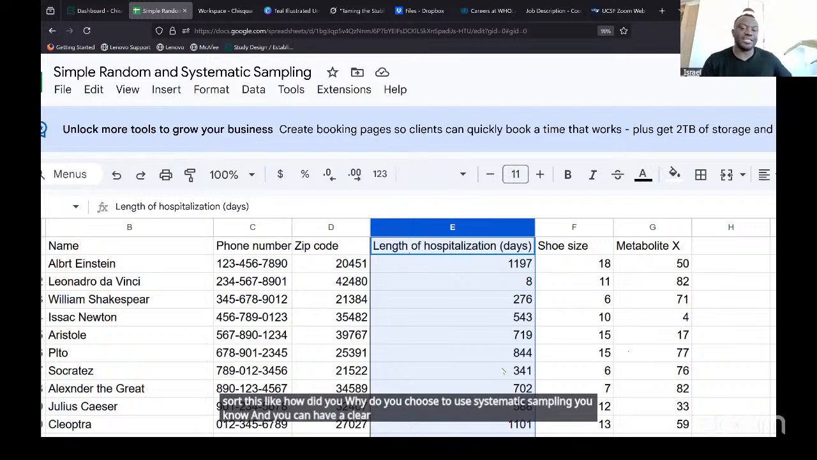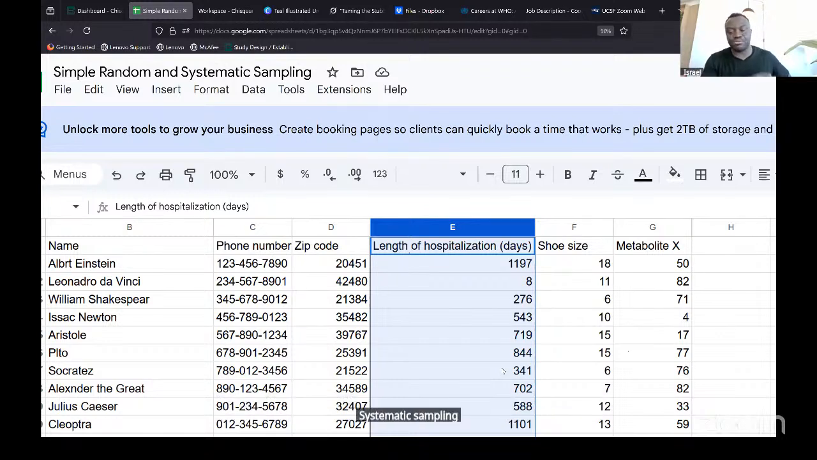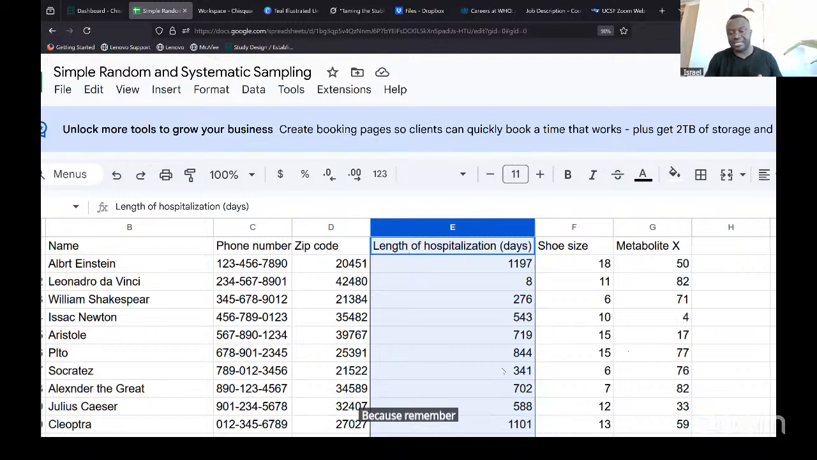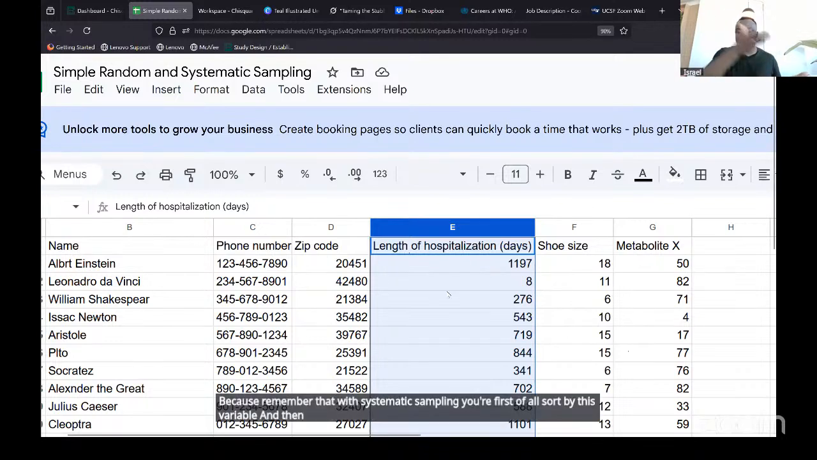So in this case, someone might ask us, why did you choose to use systematic sampling over simple random sampling? Well, my answer might be, we want to make sure that we are guaranteed to capture individuals across the varying spectrums of length of hospitalization. Because remember that with systematic sampling, you first of all sort by this variable, and then you select individuals across the entire spectrum from beginning to the very end.